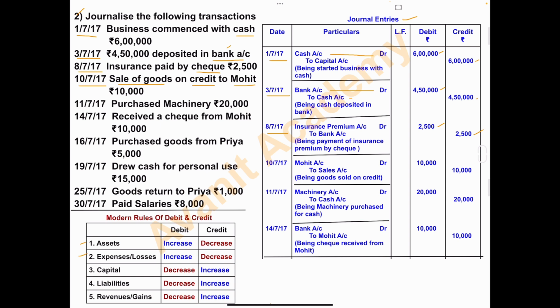Okay, first we'll see the sales account. So first, which comes? Sales account. Sales account is a revenue account. Okay, by selling the goods, it generates income. Right?